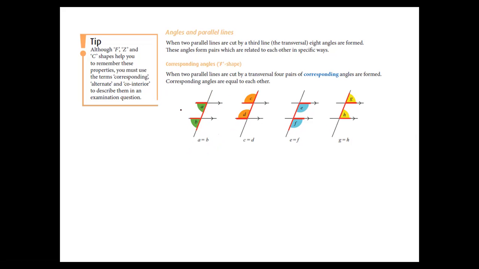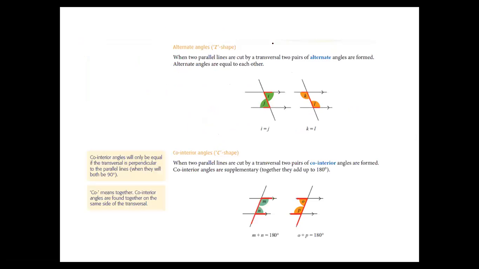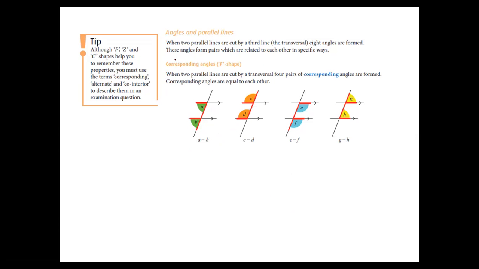When two parallel lines are cut by a transversal, four pairs of corresponding angles are formed. Corresponding angles are equal to each other. And don't forget, for corresponding angles, remember the letter F, okay? Don't forget F. These two straight lines are parallel, and the third line cuts them, so the name of this line is transversal, and these angles are equal, as you see, E, F and G, H.